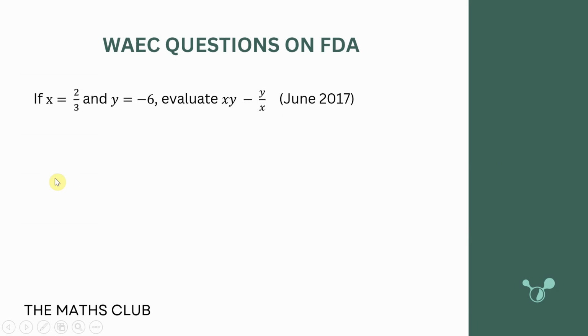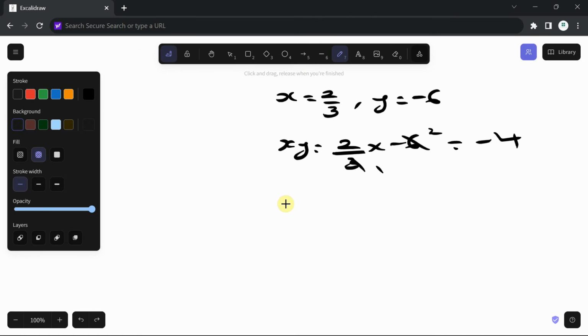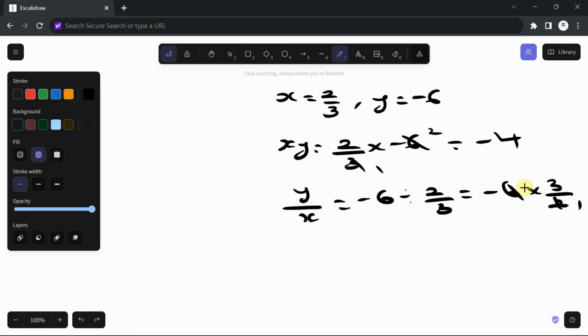Then minus y over x. So let's say y over x. What will be y divided by x? That is like minus 6 divided by 2 over 3. So if I resolve this, it is minus 6 times 3 over 2. 2 here 1, 2 here 3. And that is what? Minus 9.